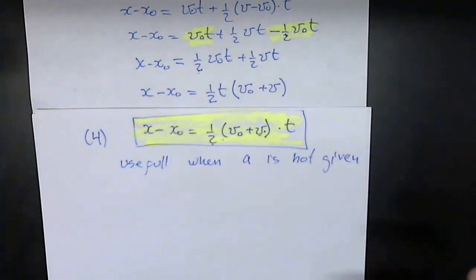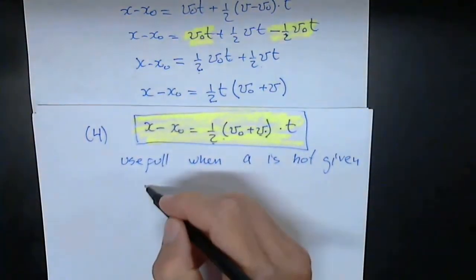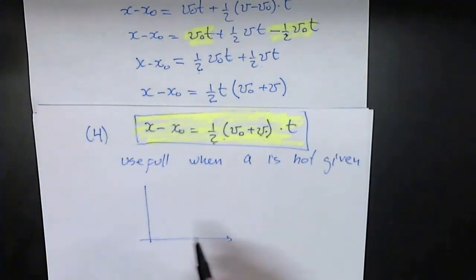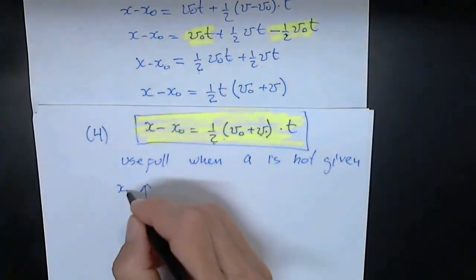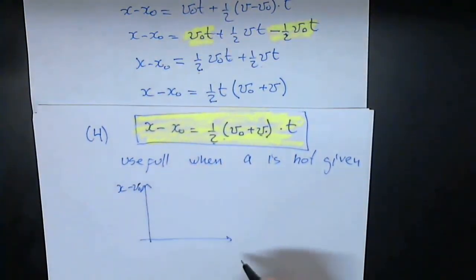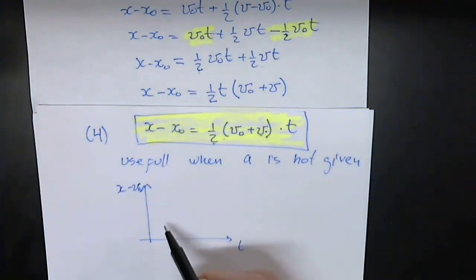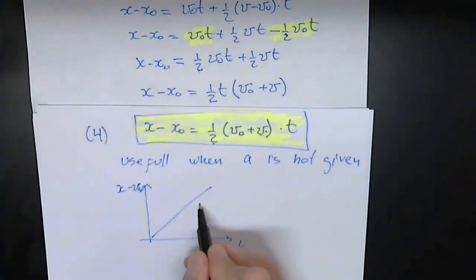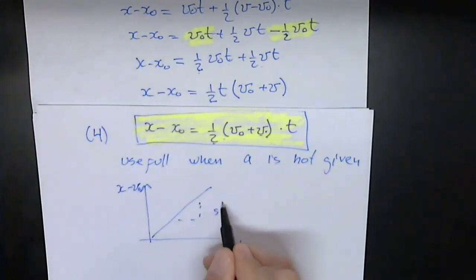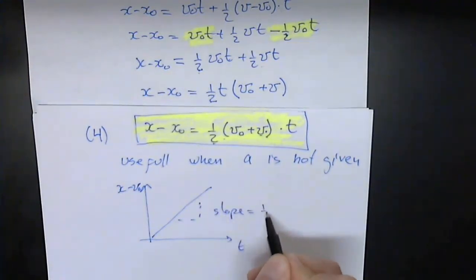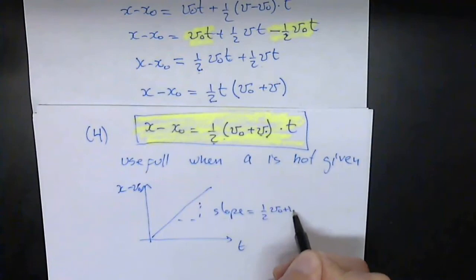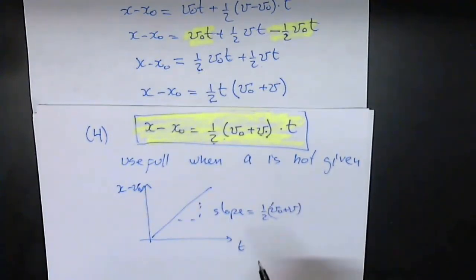But why is this confusing? Because this looks like the displacement is a linear function, and the slope is 1/2 v naught plus v. And that is wrong. That is wrong.